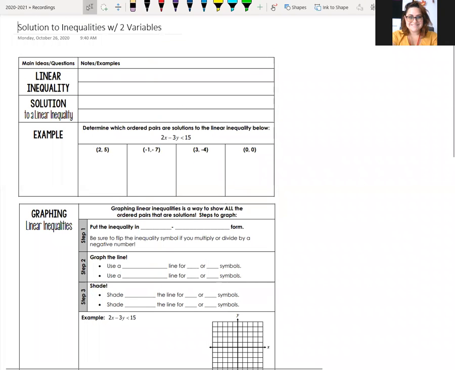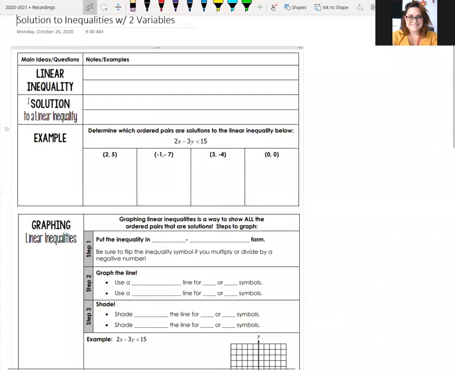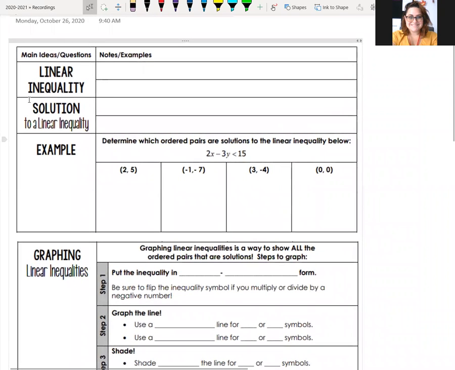So we are talking about linear inequalities now. That's one of the last things that we have to do before our test. So linear inequalities. Linear inequalities are going to be extremely similar to linear equations. The only difference is going to be the inequality sign.